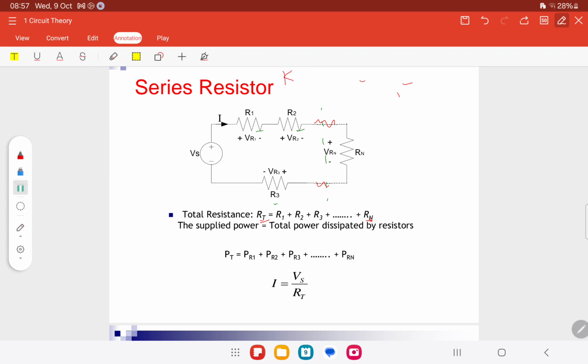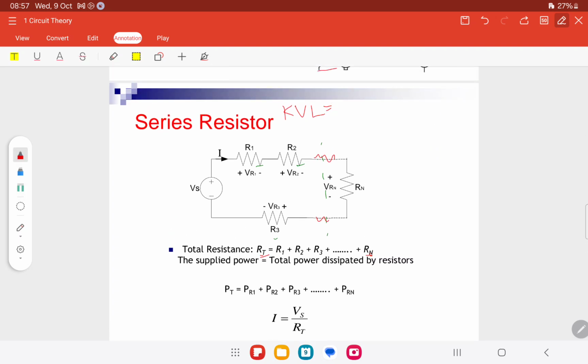KVL, dia sebenarnya sama je, tapi saya lebih suka guna KVL because when we use KCL, dia kena I is V over R. So dia akan jadi V over R plus V over R plus V over R. So dia macam banyak benda sikit. Tapi kalau KVL, IR plus IR plus IR. So dia macam senang sikit lah. Okay. So let's say, okay, for KVL.